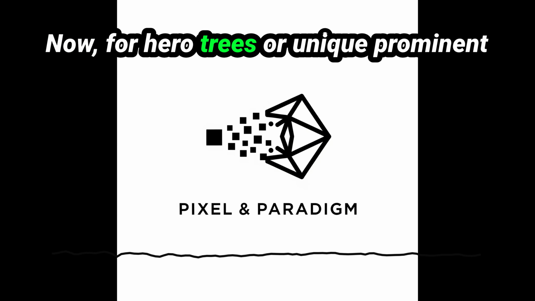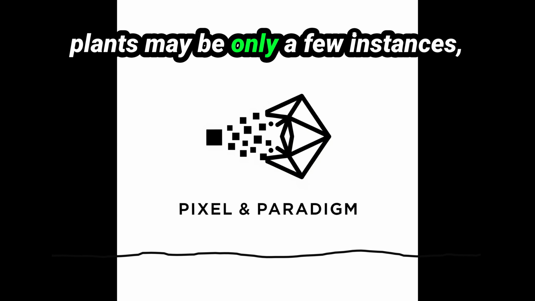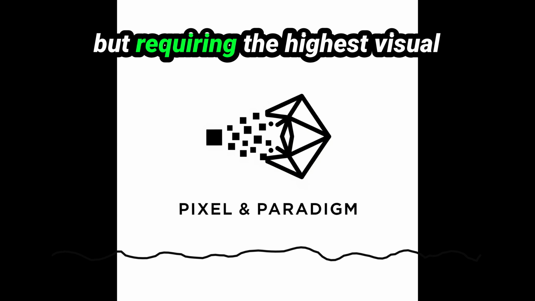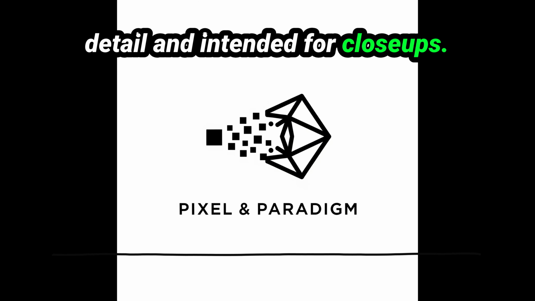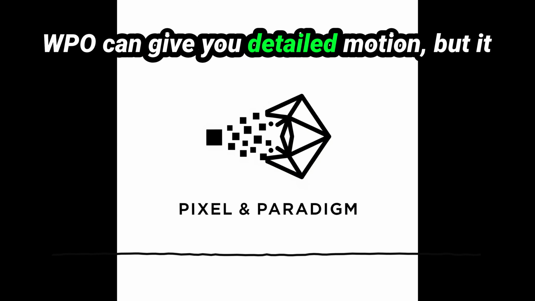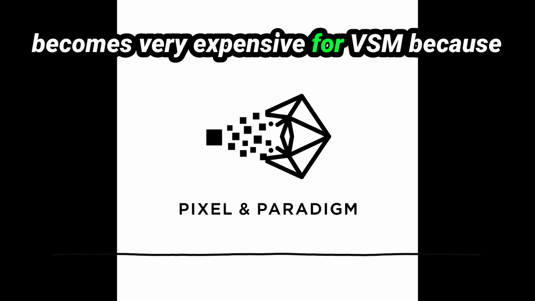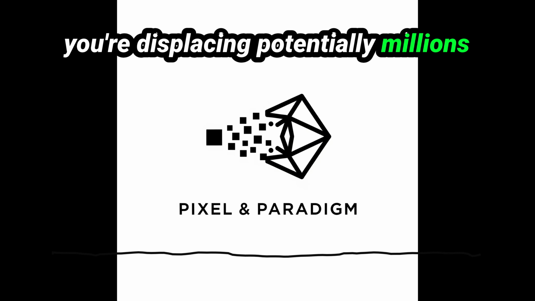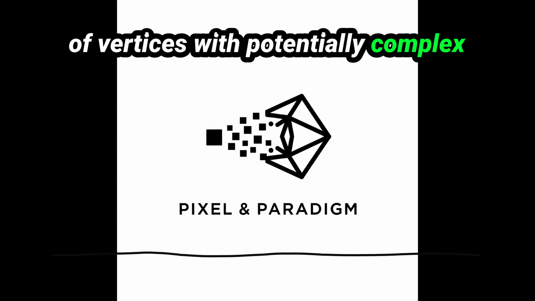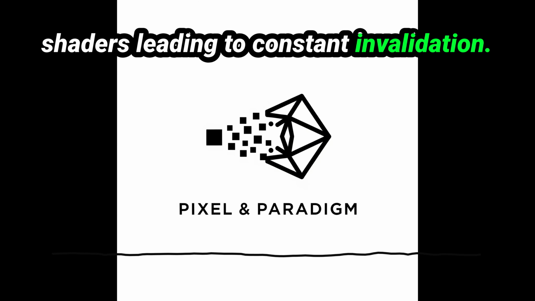Now, for hero trees or unique prominent plants, maybe only a few instances, but requiring the highest visual detail and intended for close-ups, WPO can give you detailed motion, but it becomes very expensive for VSM because you're displacing potentially millions of vertices with potentially complex shaders, leading to constant invalidation.